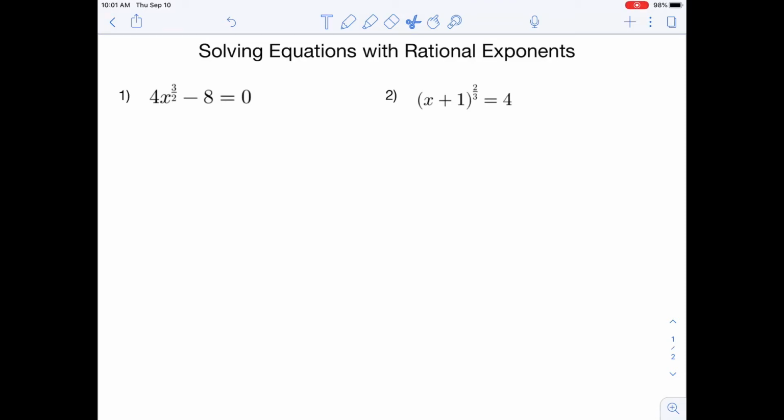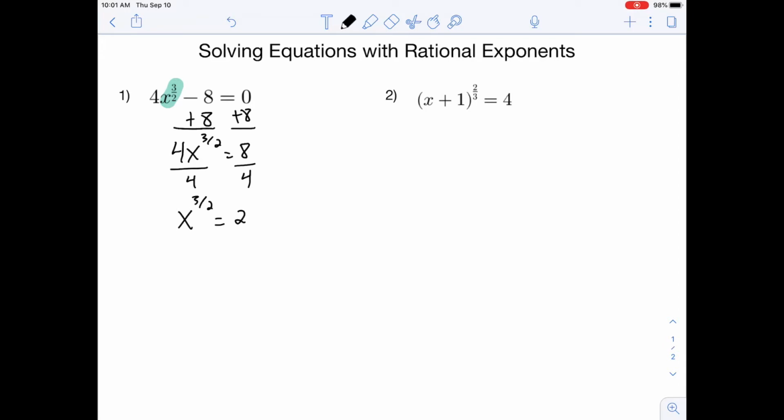All right, guys. So we're going to learn how to solve equations with rational exponents. Looking at number one here, what we want to do is get the variable being raised to that exponent by itself. So let's do the things that we normally do when we're solving an equation. We're going to add the 8 to both sides and get rid of that. That gives us 4x to the 3 halves is equal to 8. And then I want to divide by 4 to get x to the 3 halves is equal to 2.